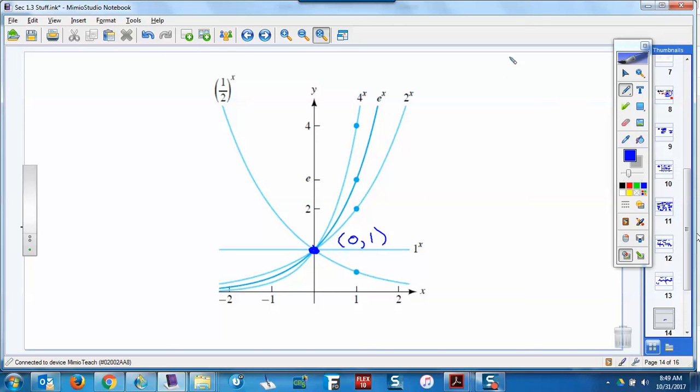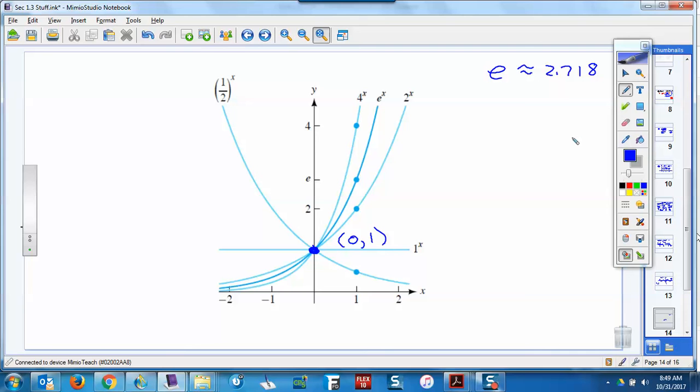Now, remember, e is approximately 2.718, okay? That's what e is approximately as a number. So 2 to the x is not quite as steep. e to the x is right in here. 4 to the x would be a little steeper, so the bigger that base is, the steeper it is.